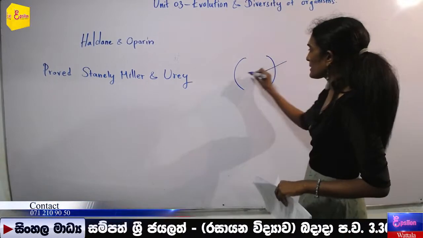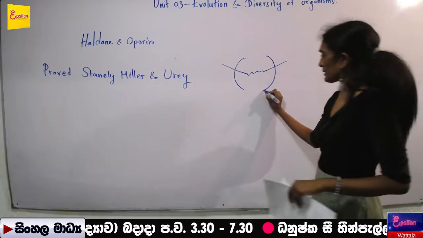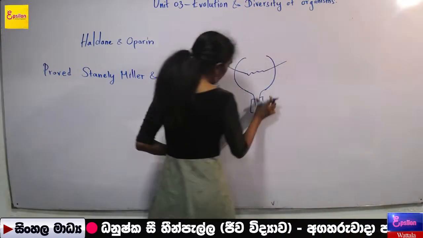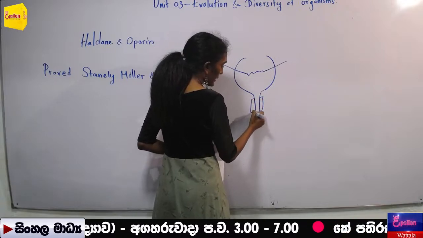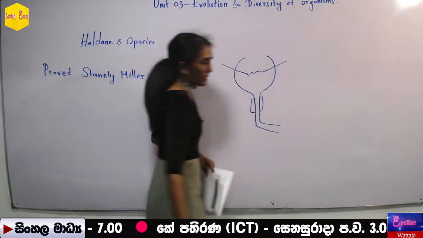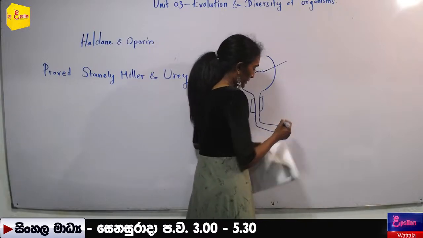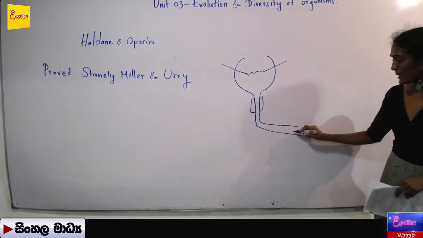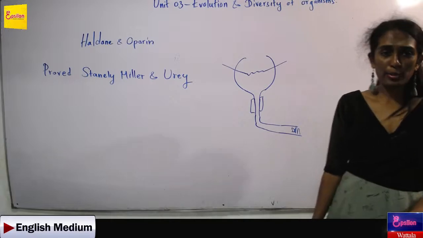So they gave some electric sparks into that vessel, and then they sent these gases through a condenser. When they go along with the water vapor through the condenser, they are cooled and condensed to form liquid water. Now here is the liquid water. You can collect this liquid water and test whether these compounds are actually formed.